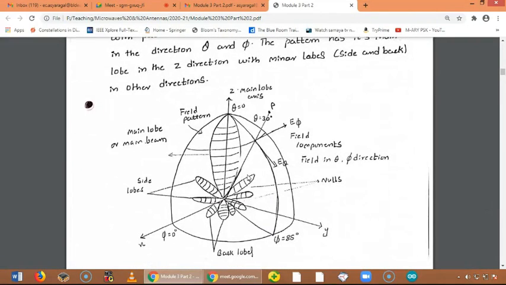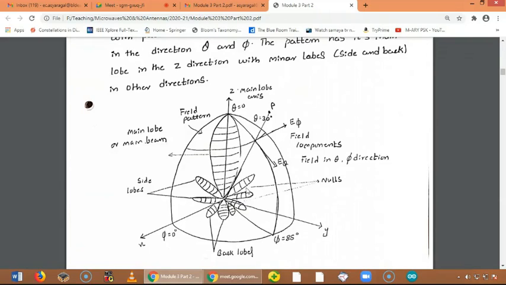X-axis, Y-axis, and Z-axis are there. This is the pattern which has been given here. This is nothing but your major lobe. Remember, major lobe, and the small side elliptical shapes are represented as side lobes. And at the bottom you can see there are small elliptical circles again. These are called back lobes.